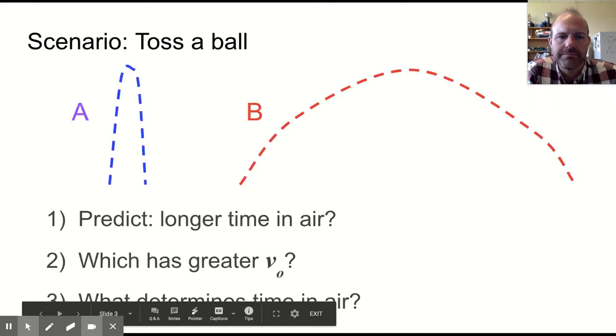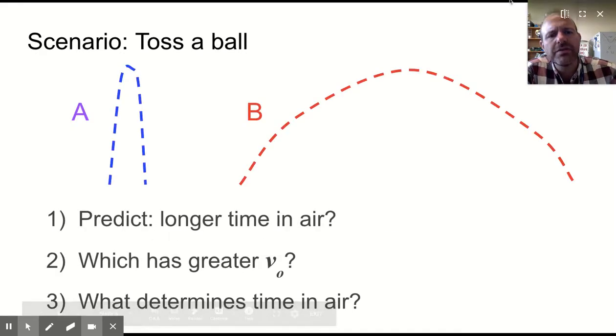So the first scenario to consider that leads us into this discussion: imagine throwing a ball straight up in the air and then catching it, or imagine throwing a ball in an arc. So we've got crudely drawn A and B. And you might say, well, which one will be in the air for a longer time? Which one has a greater initial velocity? And what factor actually determines the time in the air? So we'll revisit this when we get together next time. But I want you to maybe pause the video, jot down an answer to these questions that you can then revisit at the end of this video.